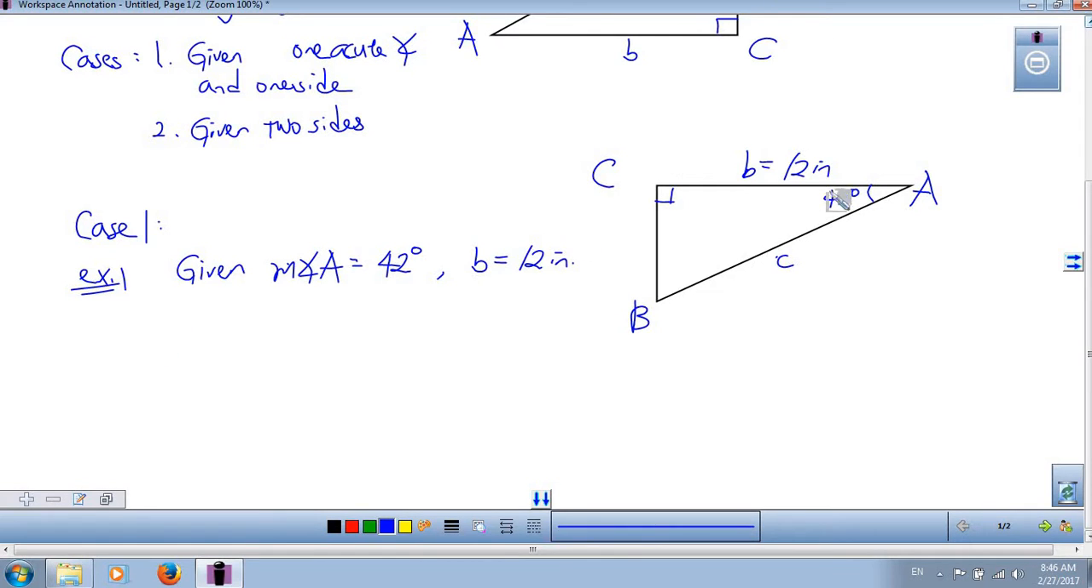After you label everything clearly, you can ask yourself, what's the first thing we know? Well, I know this angle C is 90 degrees, and angle A is 42 degrees. I forgot to label side A. The first thing I can solve, probably the easiest one, is angle B, because angle B is going to be complementary to angle A. So angle B will be 90 degrees minus angle A. That becomes 90 degrees minus 42 degrees, which gives us 48 degrees. So angle B will be 48 degrees.